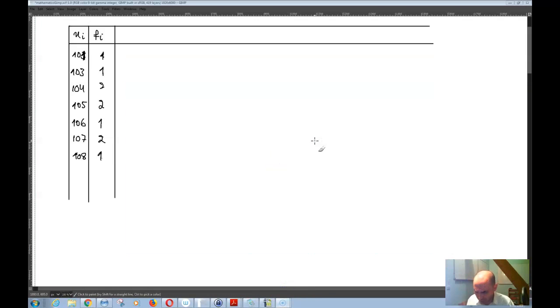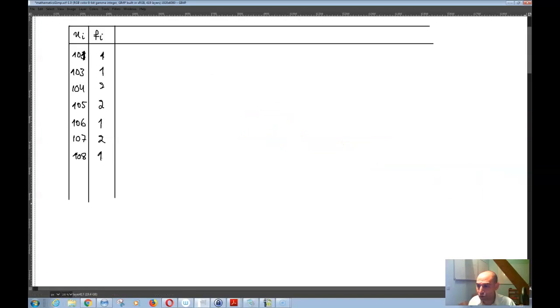Okay, so now I need to calculate basically x bar. I need to use the shortcut method to calculate x bar and sigma here. Divide sigma by x bar to calculate the coefficient of variation. And basically the shortcut method is the best way to do this.